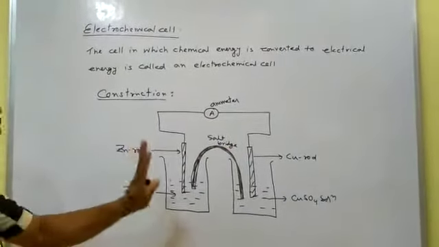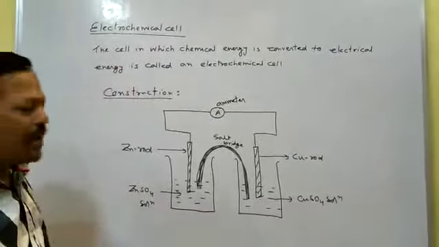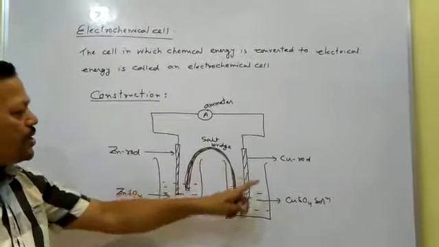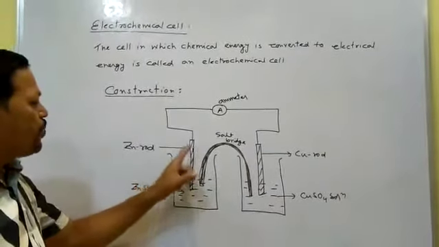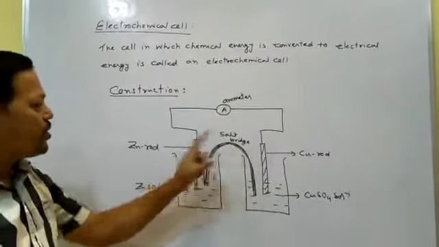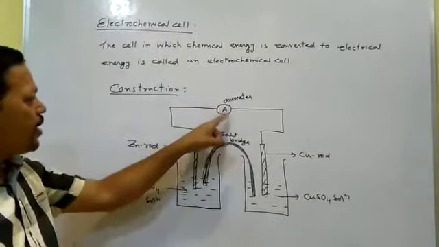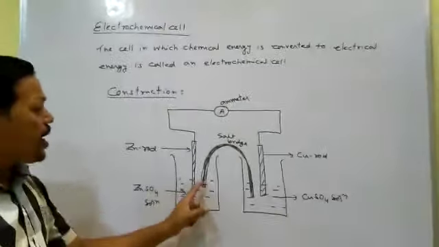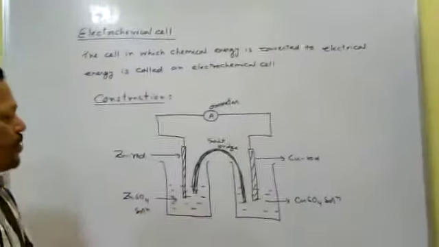So this is about the construction of the electrochemical cell. A zinc rod is dipped in zinc sulfate solution, and a copper rod is dipped in copper sulfate solution. Both the metal rods, I mean the electrodes, are connected with one ammeter through some metallic wire, and both the solutions are connected by a salt bridge.